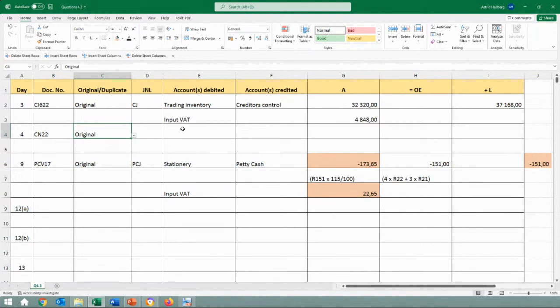Okay, so we said this transaction will now be reversed because we are taking one of the items back. If I take something back, we said it goes to your creditors allowance journal. So your journal number here is CAJ. Now, if I credited creditors control in the previous transaction, what will I do with it in this entry? What is going to happen with the creditors control account? Am I going to debit or credit it?